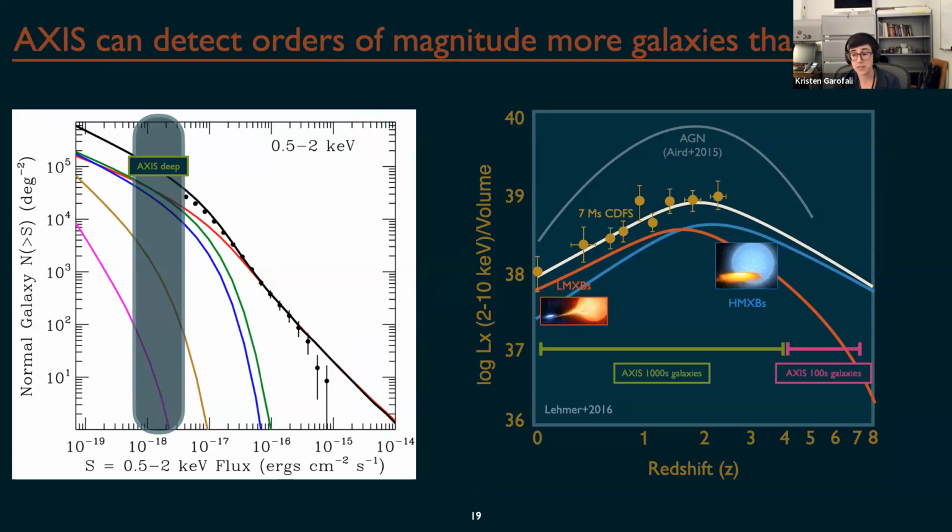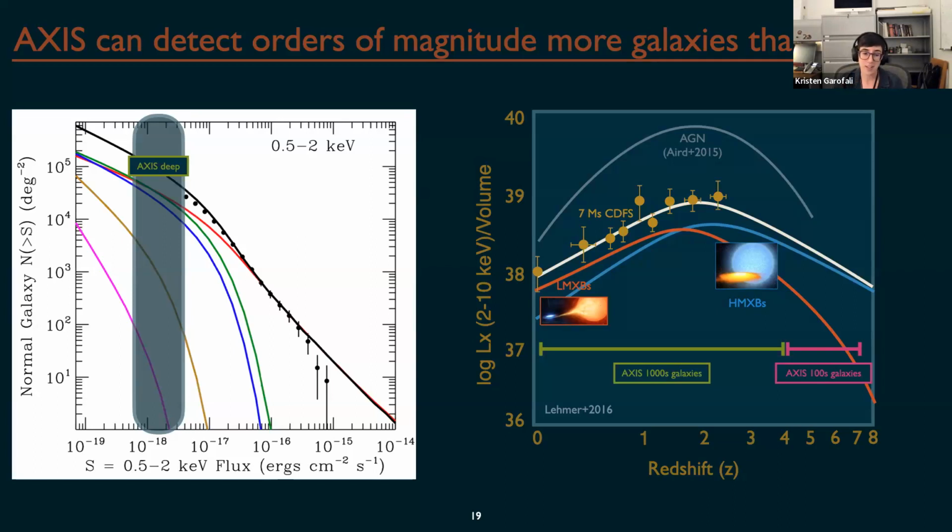Again, hundreds of galaxies. In this redshift regime, AXIS can give us thousands of galaxies, even in multiple redshift bins, which would give us dramatic improvements in this regime we've already studied, but additionally push beyond this. So it has the capability to get us even hundreds of galaxies out from redshift 4 through 6 at least, and possibly pushing to redshift 8.